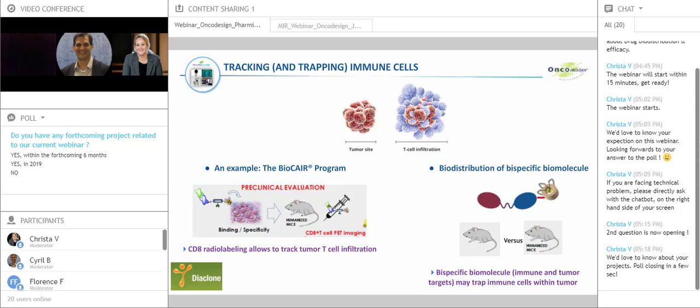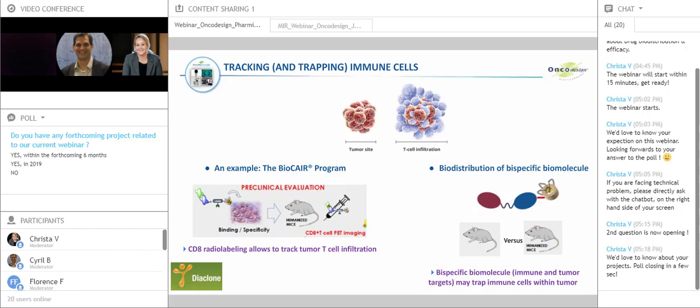Another approach that is commonly asked of us is the biodistribution of bispecific molecules. It's very common now to develop bispecific molecules, one target being on the tumor cell and the other target being on immune cells to trap them into the tumor.